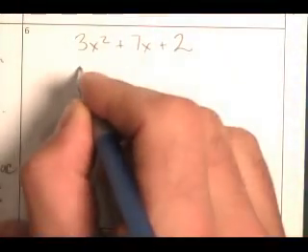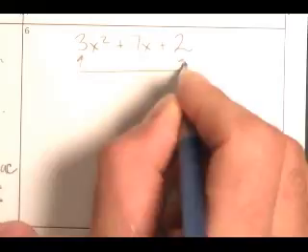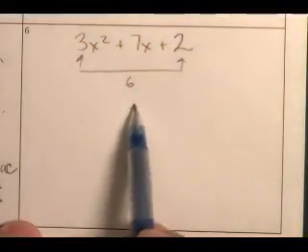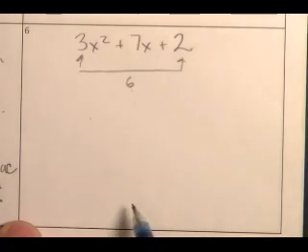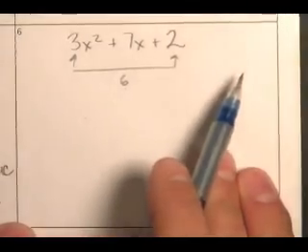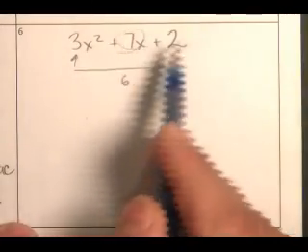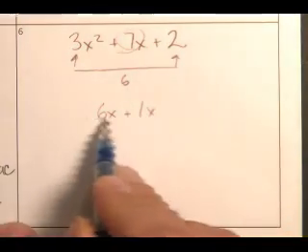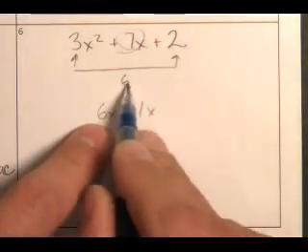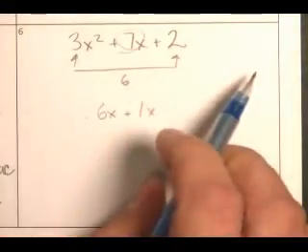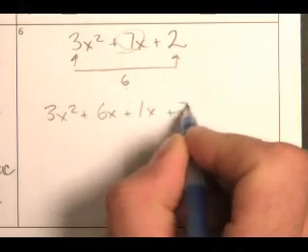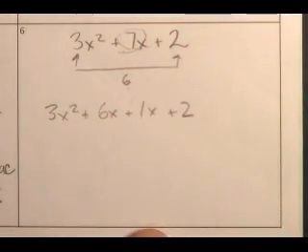I'm going to take this guy here, this guy here, 3 and 2, and I get 6. What two numbers have product 6 and sum 7? How about 6 and 1? There we go. So I'm going to rewrite this 7x as 6x plus 1x, because these are my magic numbers. 6 times 1 is 6, 6 plus 1 is 7. So 3x squared plus 6x plus 2. There we go. See that?